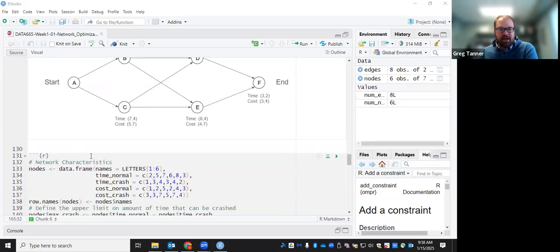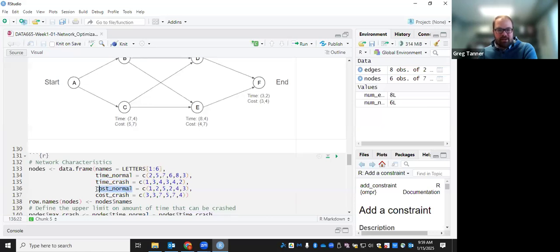So the network characteristics, our nodes are recording everything about the activities. I've given our activities names from A through F, the first 6 letters of the alphabet. Then I've got the normal times, and the times when crashed. That's maybe kind of difficult, because we've got the amount of time crashed and the time when crashed. The way the book gives it to you is the time when crashed, and so that's how I've recorded it here.